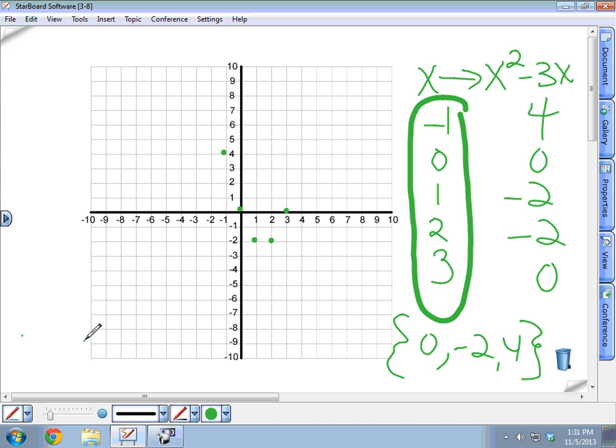How'd you get 0, -2, 4? Those are the only values that come up here in your output Y. So that's how we got that. That's our range. Okay. So we're going to do on the back here 1 through 10.